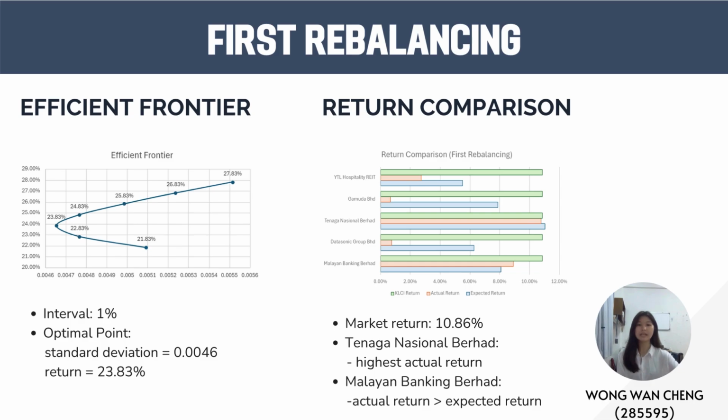TMB has the highest actual return even though it is below the expected return. However, this can still be considered a good investment as its actual return is moving closer to the market return. Malayan Banking Berhad's actual return is higher than the expected return, which indicates that this security is performing beyond our expectations, which generates a positive outcome for us.